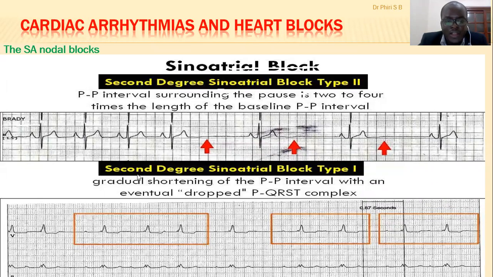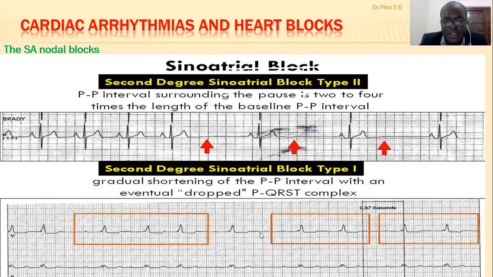So you have the second degree sinoatrial block type 1, in which you have a gradual shortening of the PP interval with an eventual dropped PQRST complex. So you can see here again that you have a gradual shortening of the P to P interval. So it's shortening. Then at some point, you can't appreciate a PQRST segment in this portion here. So the PP intervals are reducing. Then at some point, you don't have the QRS complex.